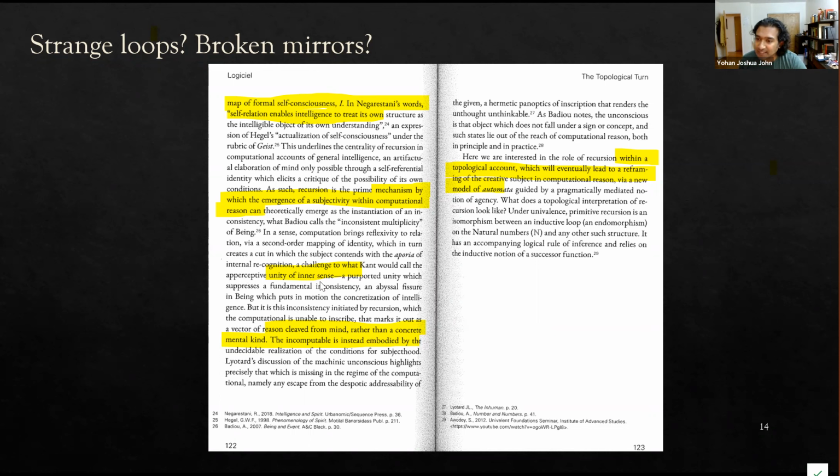This is the kind of continental way of saying this, right? That the apperceptive unity of inner sense, how I would translate that is the fact that all these things that are happening to me, and that I can link them all together, is a purported unity which suppresses a fundamental inconsistency, an abyssal fissure in being, which puts in motion the concretization of intelligence. So I don't know exactly what's happening there, but it's almost like it's the separateness of all the different things that allows things to interact. So that's where the autonomy of these things comes in, that they're not all integrated, maybe. And that's, I think, how you get to this kind of reason cleaving from the mind.